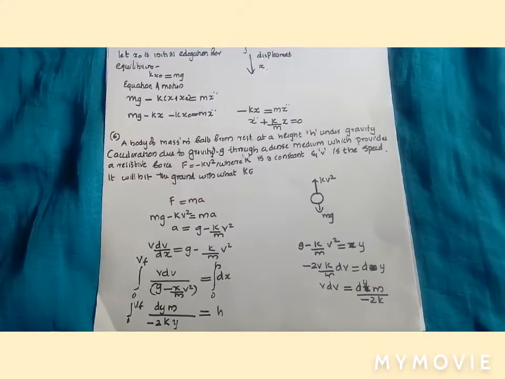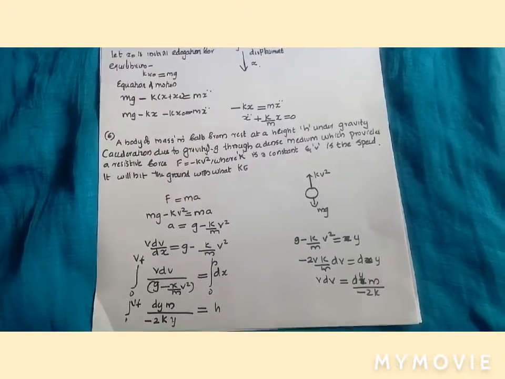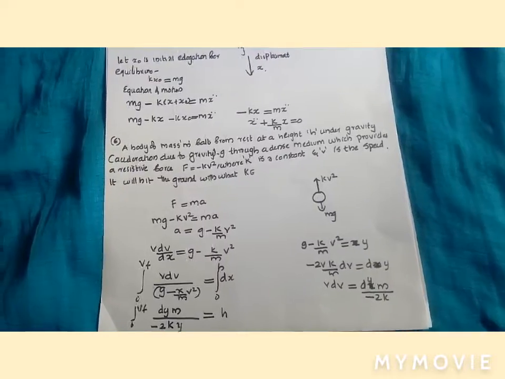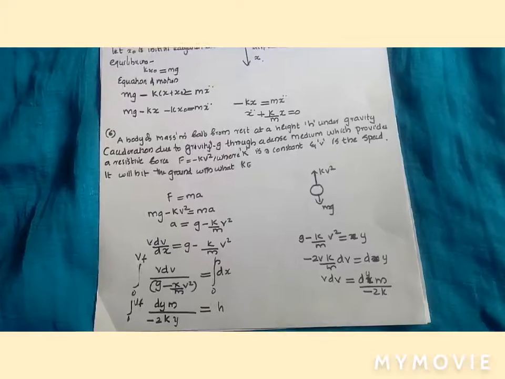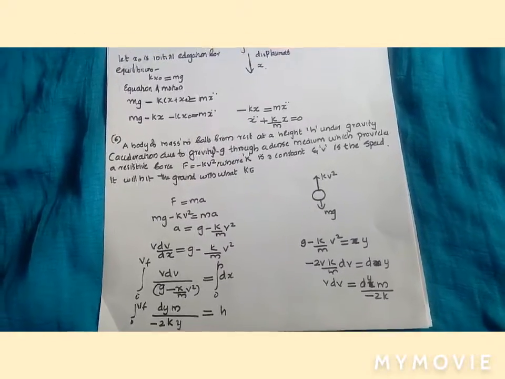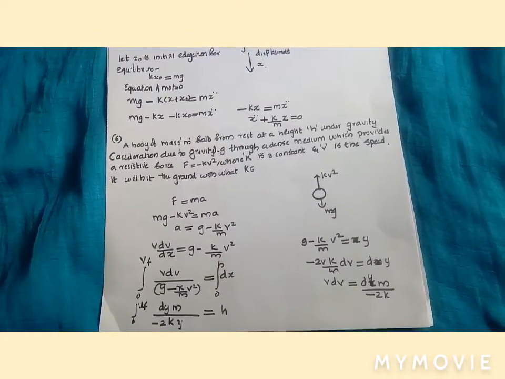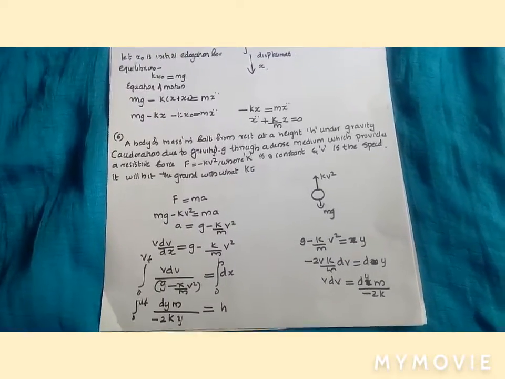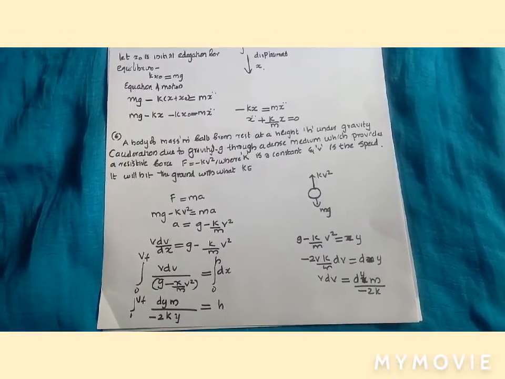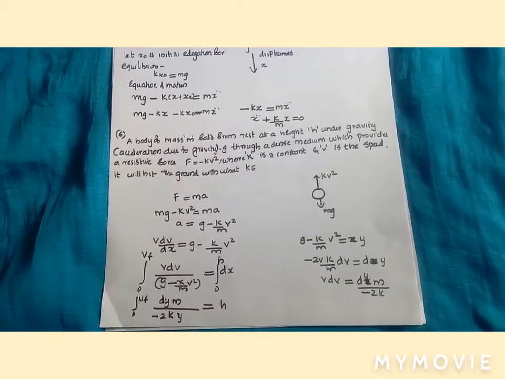Next question. A body of mass m falls from rest at a height h under gravity, acceleration due to gravity g, through a dense medium which provides a resistive force F is equal to minus kv square, where k is a constant and v is the speed. It will hit the ground with what kinetic energy?